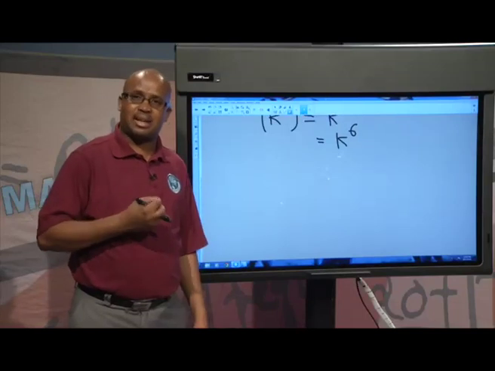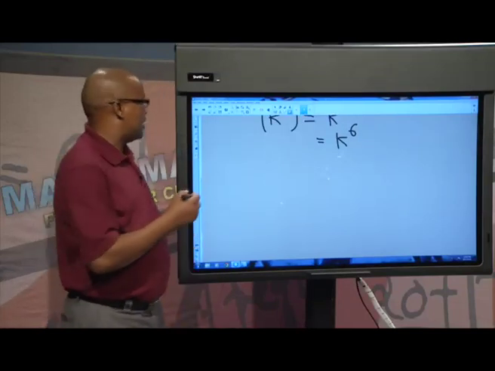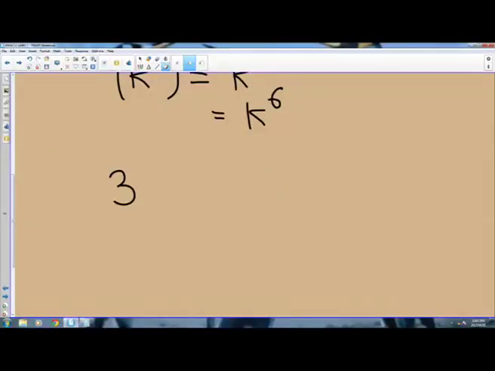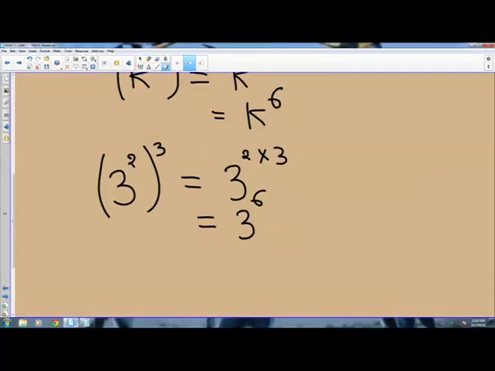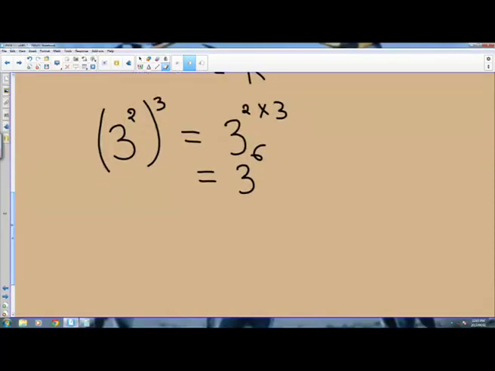Let us have a look at another example to elaborate more on the power of power law. The example is 3 to the power 2, all raised to the power 3. This will be 3 to the power 2 times 3, because the power of power law says keep the base and then multiply the powers. So it will be 3 to the power 6. And then what is 3 to the power 6? What do we get when we multiply 3 six times? This will be 729. You can take your calculator and check what you get when you raise 3 to the power 6. It will be 729. This is the numerical value.